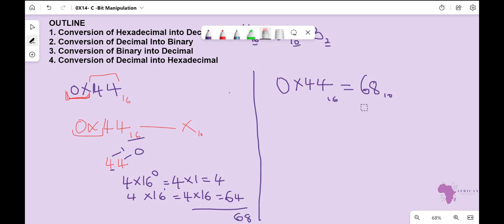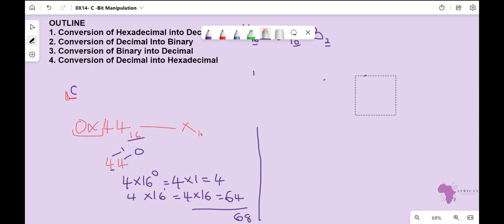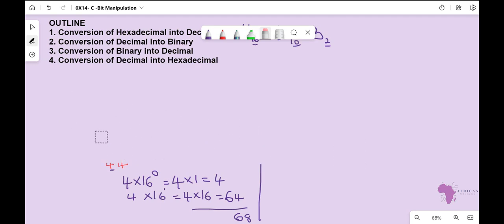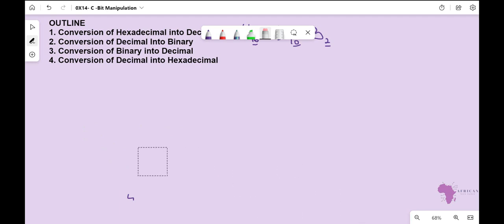All right, so let's get into the next one. The next one is converting a decimal number into a binary number. The thing is, how can we convert a decimal number into a binary number? Let's have a look. We have a number here. We will use what we had just some minutes ago.